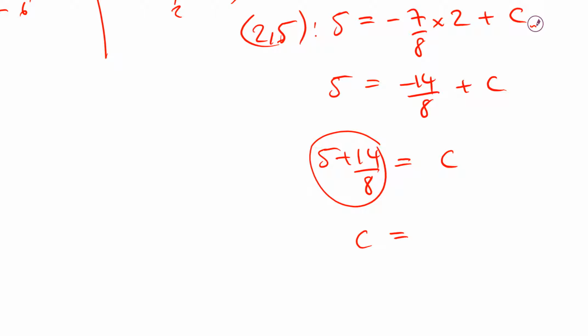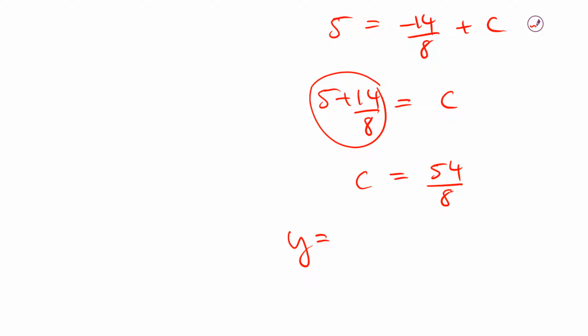Well, it's equal, basically, 8 times 5, 40, plus 14, 54. So 54/8. We could simplify it, but we're not bothered. Basically, what's the final equation? y equals minus 7/8 x, plus 54/8. You should say x. Did you say x? I don't think you said x. No, I didn't. Cool, and we got it.